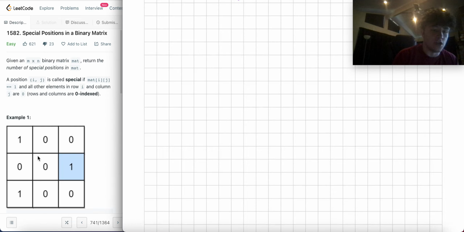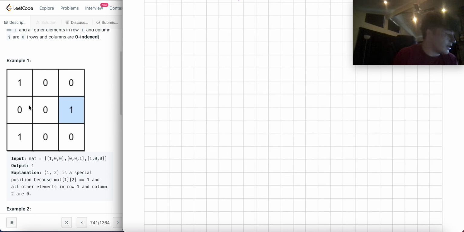Okay? So when we look at this array here, well, this one is not special. Why? Because it shares a column with this one over here, right? So then also as a consequence, this one is not special because it shares a column with this one over here. In order for it to be special, it's gotta be all alone in its column and all alone in its row. So this one right here is special. Why? Well, it's in this column and it's the only one in that column, and it's the only one in that row. Therefore, this one is special. I rest my case, Your Honor.